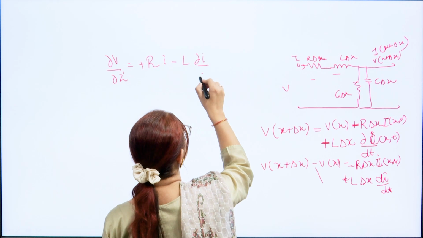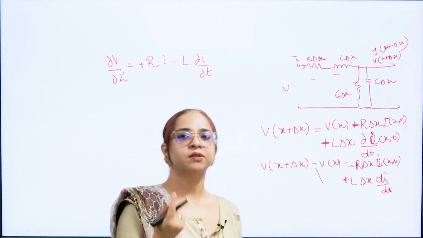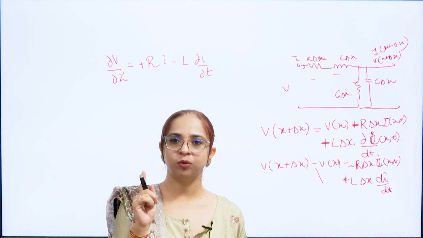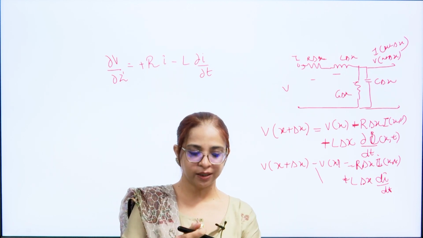We simply write it as L di by dt. What about delta x here? Since we are differentiating with respect to time, it is again going to be 1. So, the equation converts to something like this.